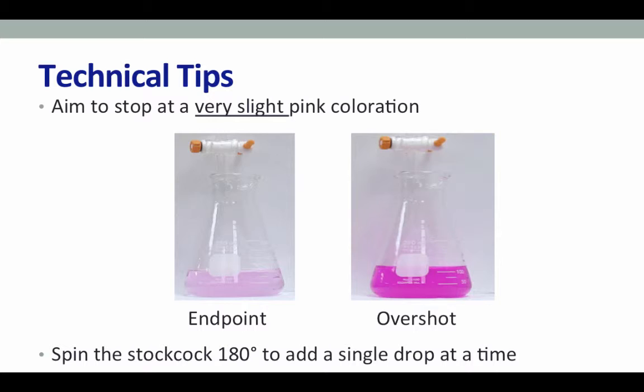In order to achieve this light pink coloration, you need to add only a fraction of a drop from your burette at a time. To add a fraction of a drop, spin the stopcock a complete 180 degrees. This fluid motion with your hand will result in less time with the stopcock being open than if you were to open it by turning 90 degrees and then back the other 90 degrees.